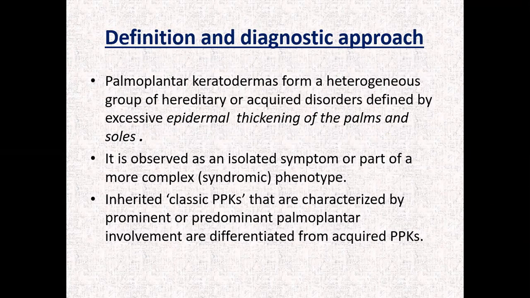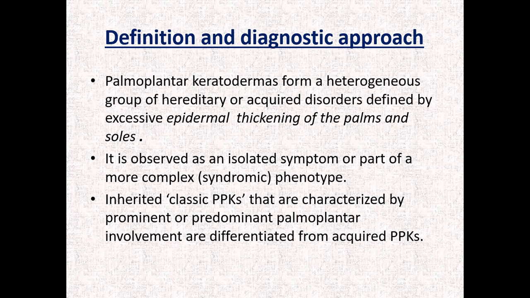A definition and diagnostic approach. Palmoplantar keratodermas form a heterogeneous group of hereditary and acquired disorders that are defined by excessive epidermal thickening of palm and soles. So as the name signifies, palmoplantar keratodermas means thickening of the skin of palm and soles. It is observed as an isolated phenomenon or part of a more complex syndromic phenotype. The syndromic phenotypes we will be discussing next time.